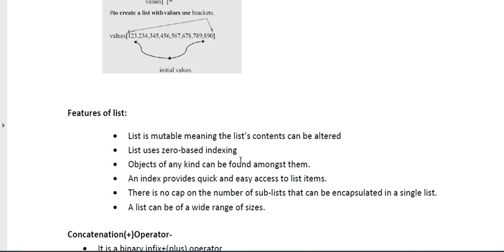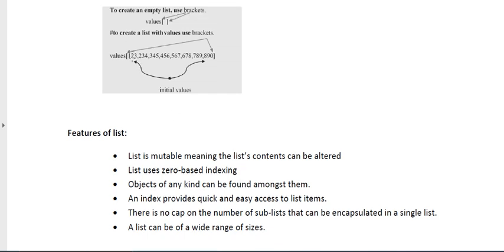List uses zero-based indexing. In the sense, the index of the first element on the left-hand side would start from 0 by default. Objects of any type can be found among them. You can have integers inside your list, you can have strings inside your list, you can have floating point, any kind of object, or a list within a list, it's possible.